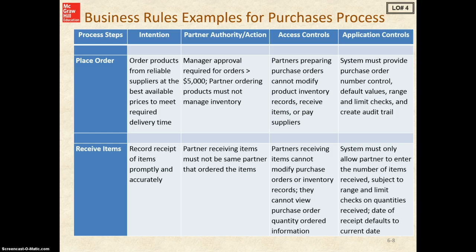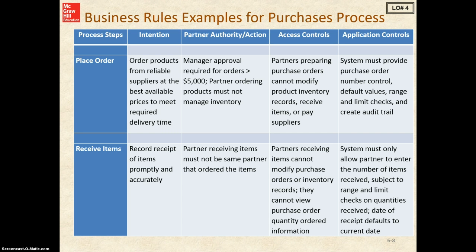So we can see our examples for purchase process controls. So for placing an order, our intention is to order products from reliable suppliers at the best available prices to meet required delivery time. Our partner or authority action, manager approval required for orders greater than $5,000. Partner ordering products must not manage inventory. Access controls, our partner preparing purchase orders cannot modify product inventory records, receive items, or pay suppliers.